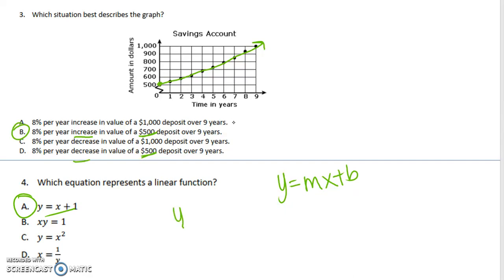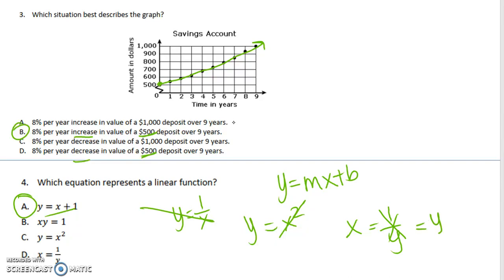So anything that looks like this, not linear. Anything with a square we know is quadratic. If it has 1 over y, definitely not linear. It's the same thing if we reworked this, we would end up with y equals 1 over x, same thing. Definitely not where we're going.